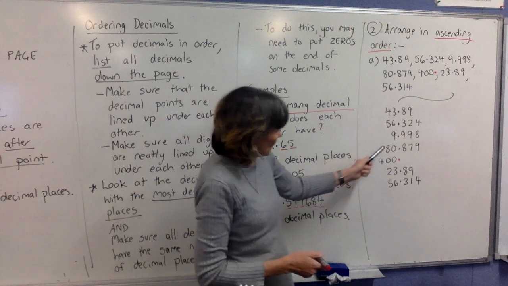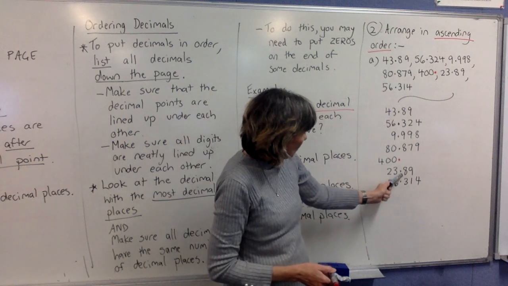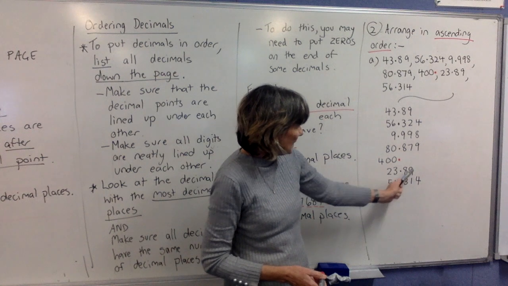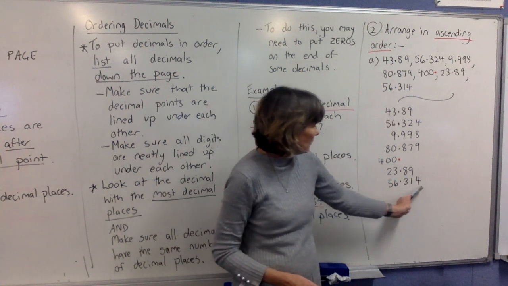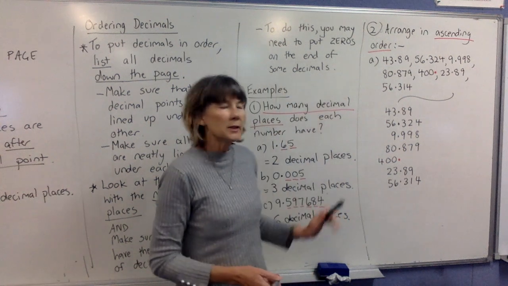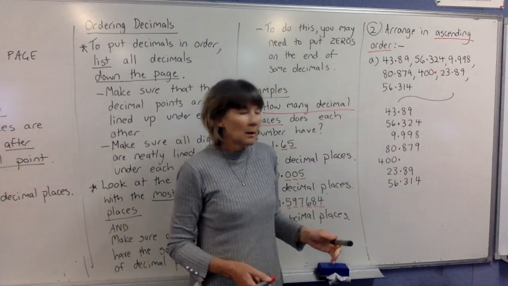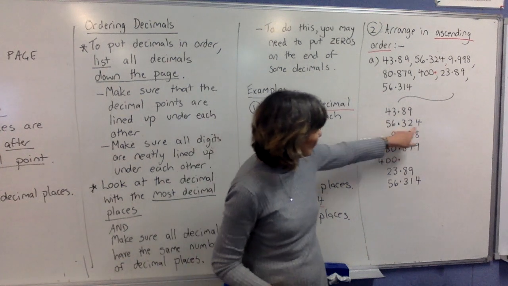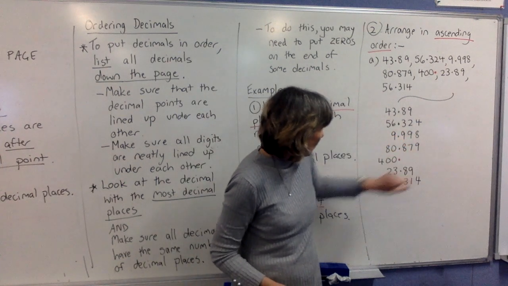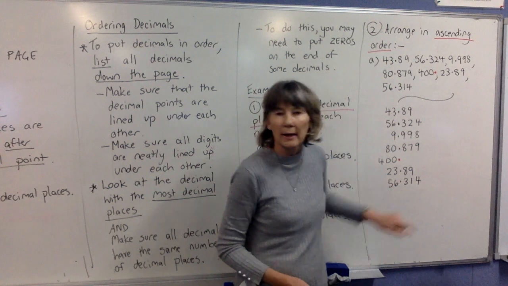All right, then we have 23 lined up, decimal points lined up, 8, 9. And the last one, 56.314. And as you can see now, they're all lined up. And the most number of decimal places we have is 3. We have 3 in all of those and 3 down here.